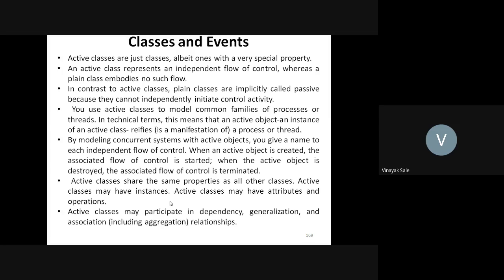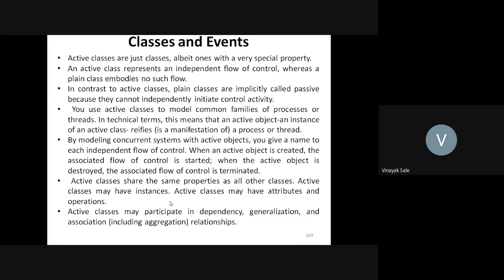You can use active classes to model common families of processes or threads. In technical terms, this means that an active object, an instance of an active class, reflects a process or thread. So by modeling concurrent systems with active objects, you give a name to each independent flow of control.